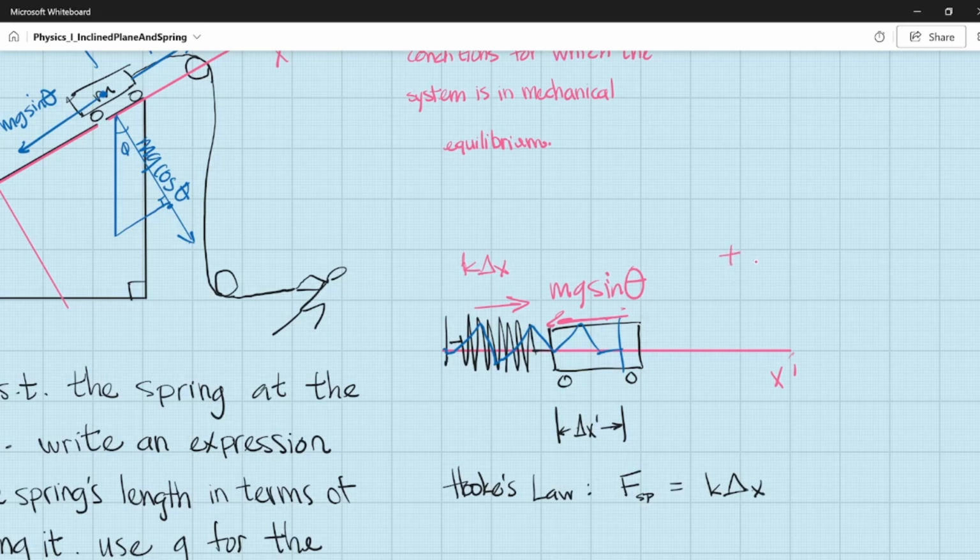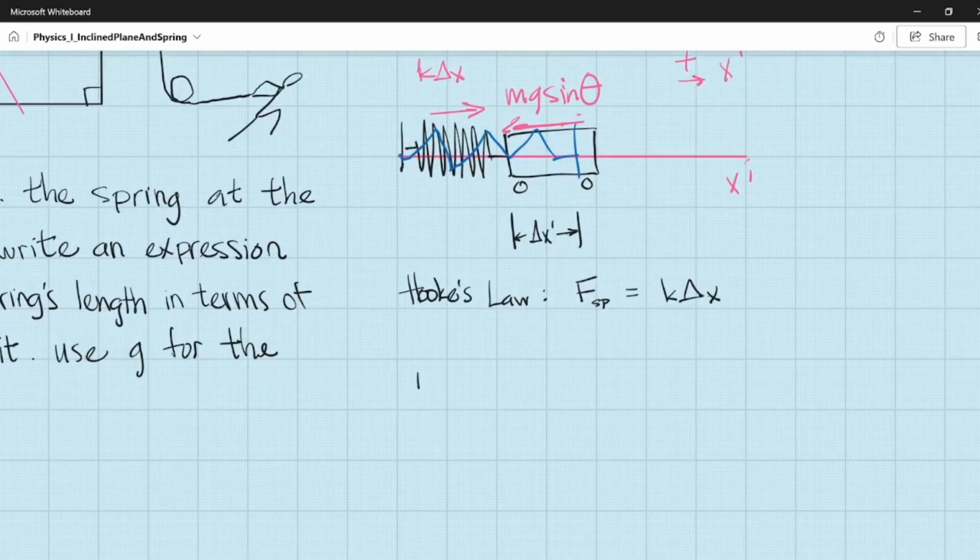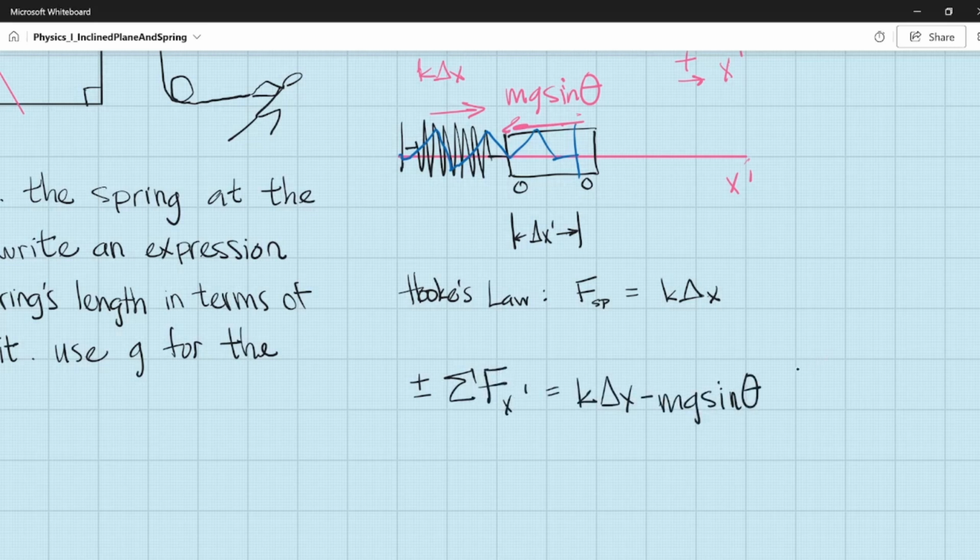And since we've defined to the right to be positive for x prime, we can write the sum of the forces just like this. When they are in mechanical equilibrium, this will equal 0. And then doing some quick algebra, we can write our expression for the change in the length of the spring in terms of the mass.